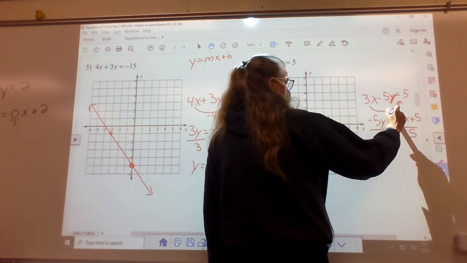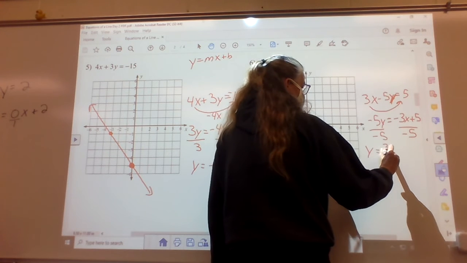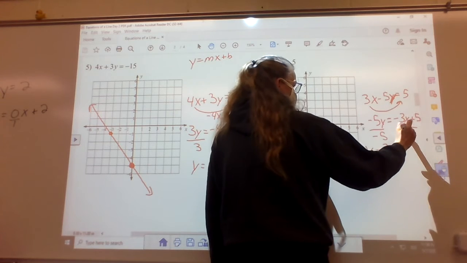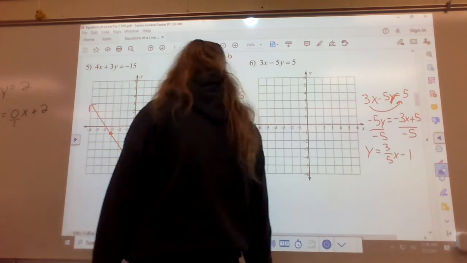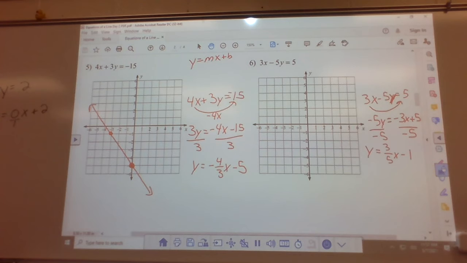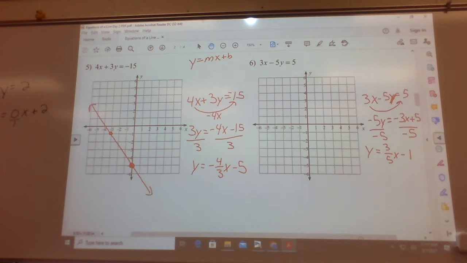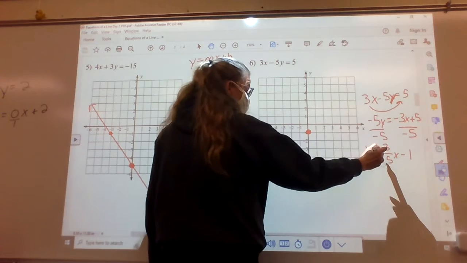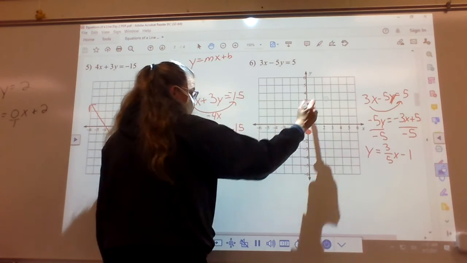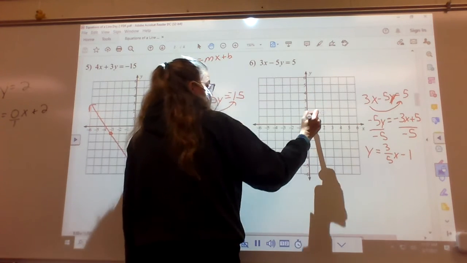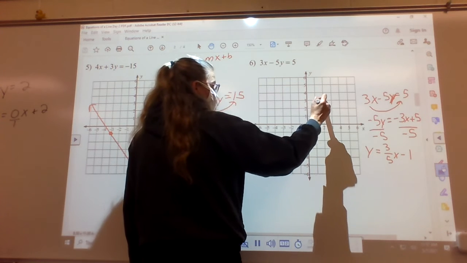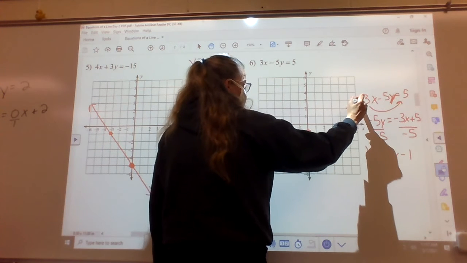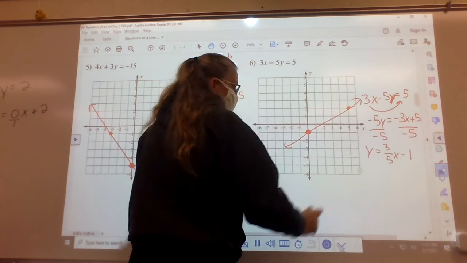y equals negative, and a negative changes to a positive. So 3/5 x, positive divided by negative is a negative, so negative 1. Graph the negative 1. So put a point at negative 1. It's a positive slope. Positive slopes go this way, up and to the right. So I'm going to count 1, 2, 3. 1, 2, 3, 4, 5. Connect. There's my line.